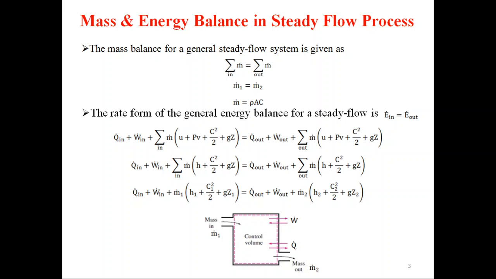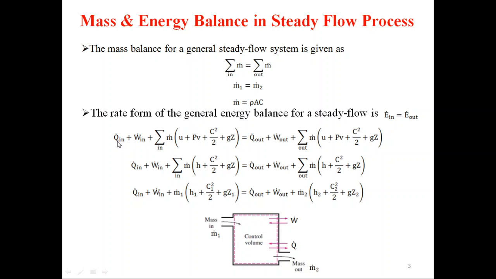The rate form of general energy balance for steady flow is given as: rate of energy entering the system equal to rate of energy leaving the system. So here Q represents amount of heat given to the system. Here W represents amount of work done on the system.